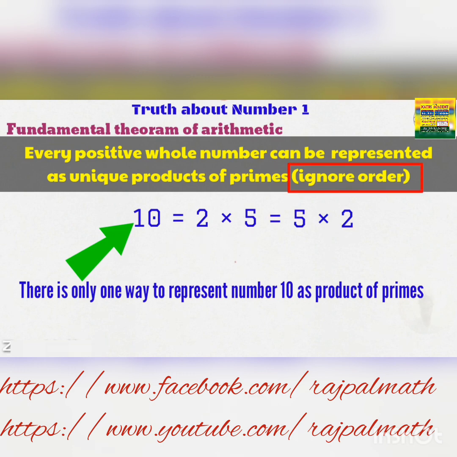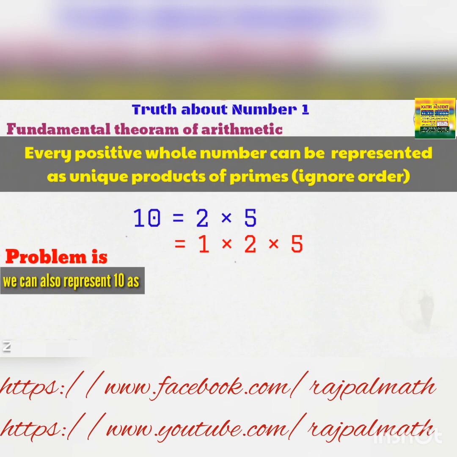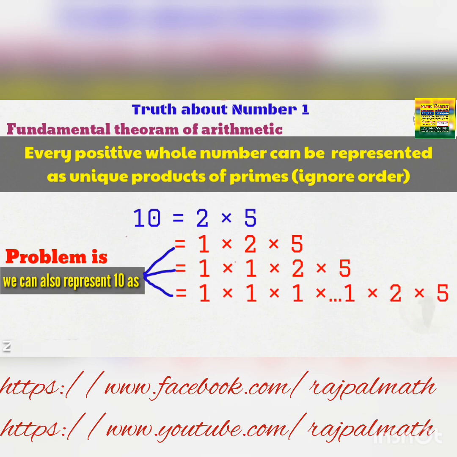And we do not have a problem with this representation. The problem is we can also represent 10 as 1 into 2 into 5. We can also represent it as 1 into 1 into 2 into 5, 1 into 1 into 1 into 2 into 5, and so on.